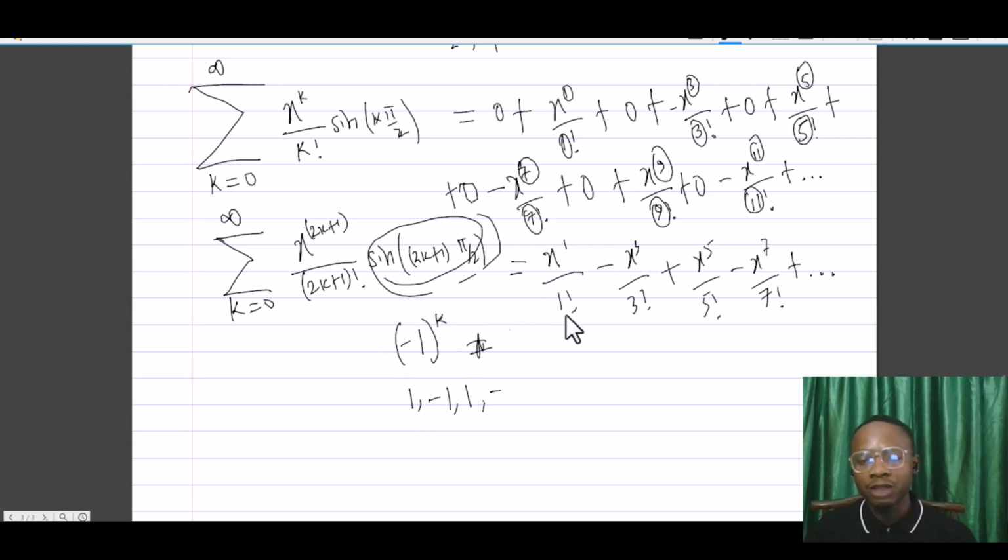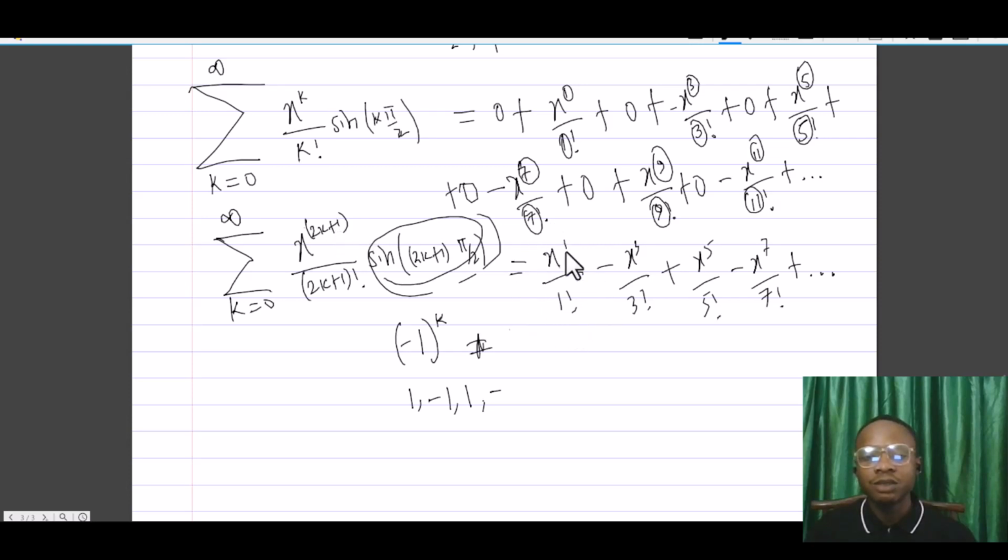The first term, you can see the first term here. The first term is positive. The next term is negative. The first term is what happens when k is equal to 0. When k is equal to 0, we have 2 multiplied by 0 plus 1. So this should work fine.